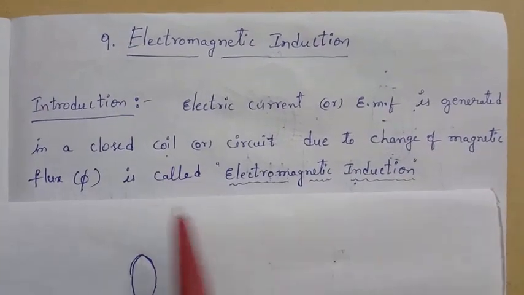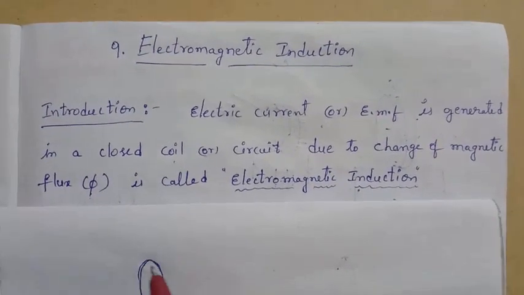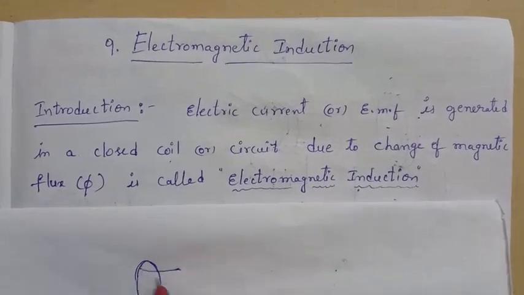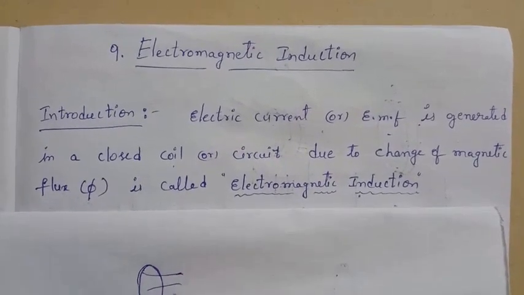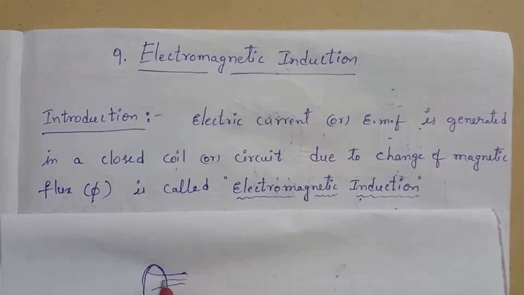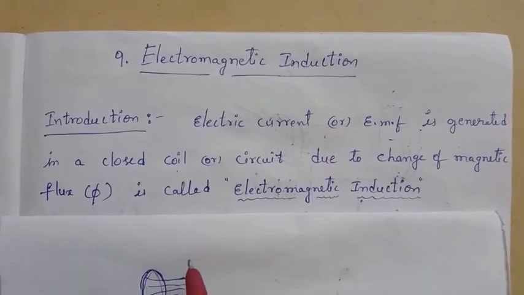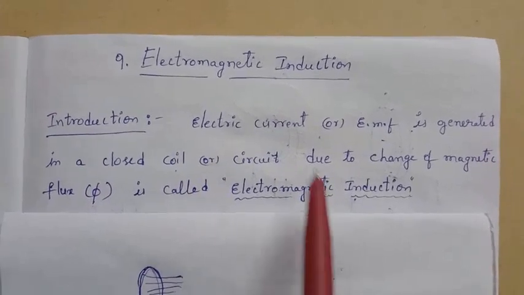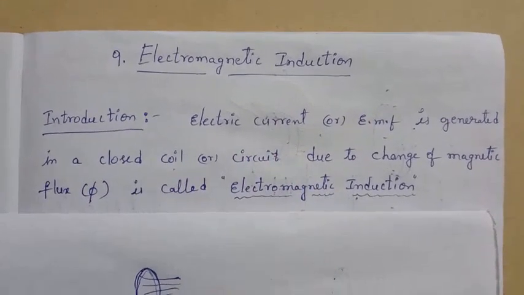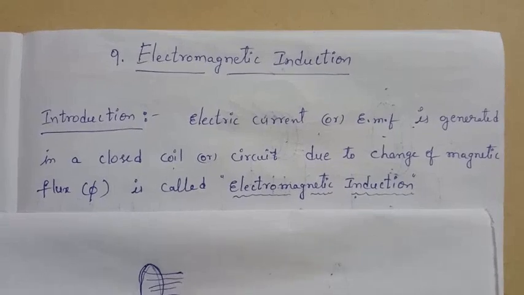Due to the change of magnetic flux through this coil, you have to pass the magnetic lines of force through it. When the magnetic lines of force, or magnetic flux, through this coil change, an electric current is induced. This phenomenon is called electromagnetic induction.